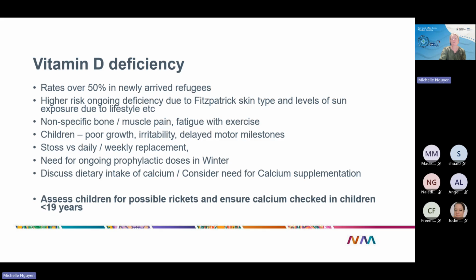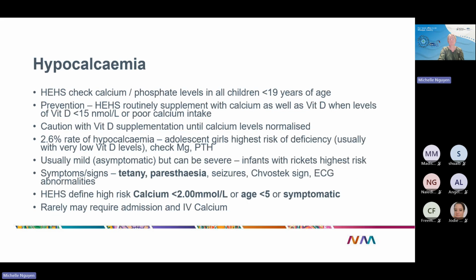But things to look out for, common things that you may see are delayed walking, sometimes the typical bowed legs, delayed dentition is a big one, and delayed fontanelle closure, various other things that I'm sure you're aware of. So with hypocalcemia, we do see this fairly commonly in children. As I said, we do check calcium and phosphate levels in all children under 19 years of age.